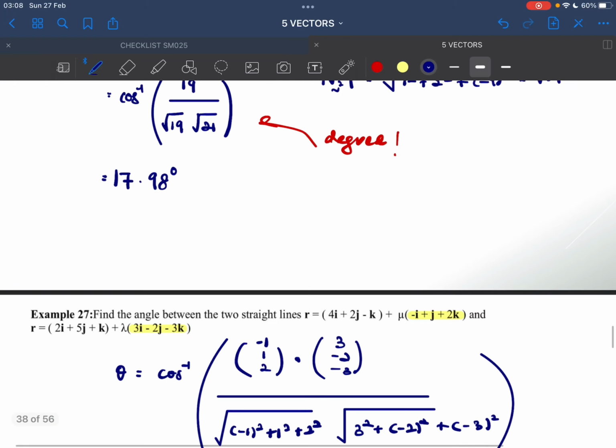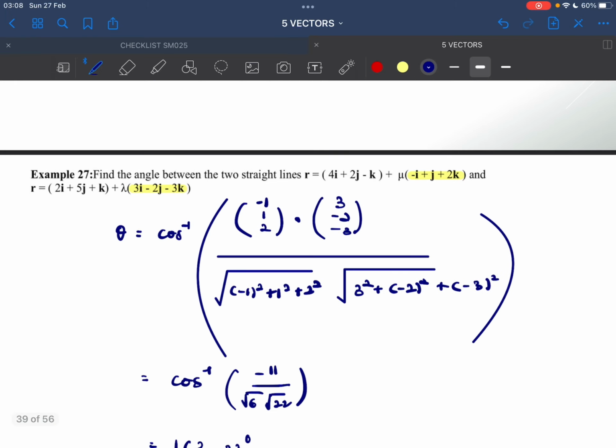Okay, so that's it. That is the angle between two lines. You just need the vectors for the lines here.